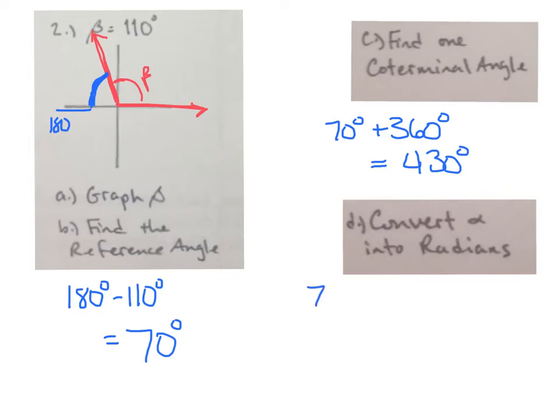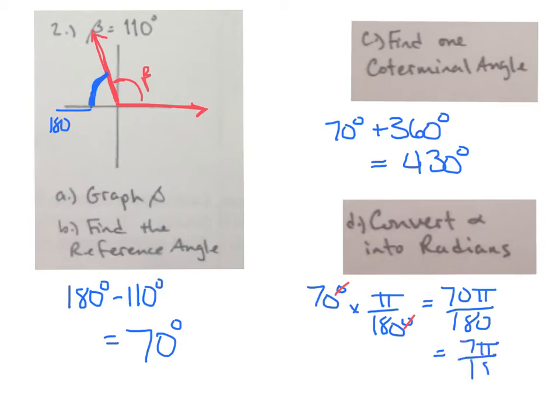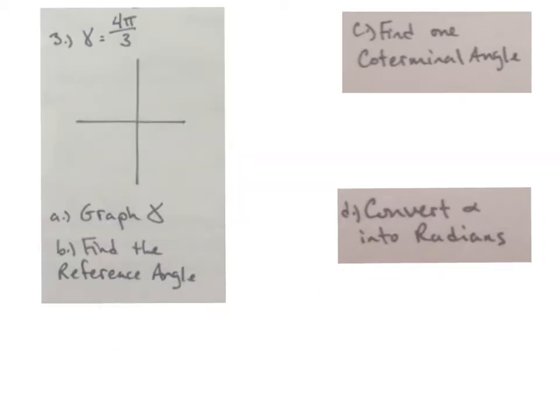Then once again, converting into radians, I'm going to multiply by pi over 180 degrees. The degrees are going to cancel, and so we'll end up with 70 pi over 180, which you should simplify to 7 pi over 18. Now we're given an angle measure gamma in terms of radians, and you have to get good at converting to radians or seeing angles as radians. Since we're talking about 4 pi over 3, that's 1 1/3 pi.